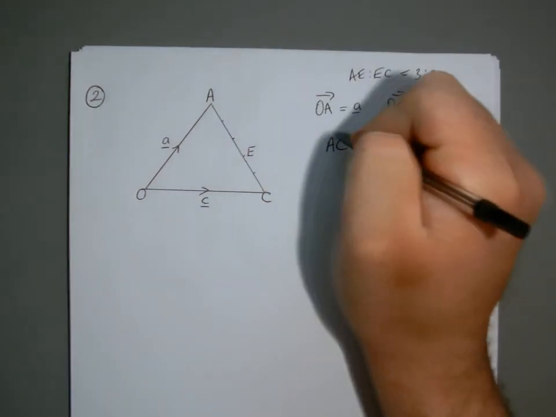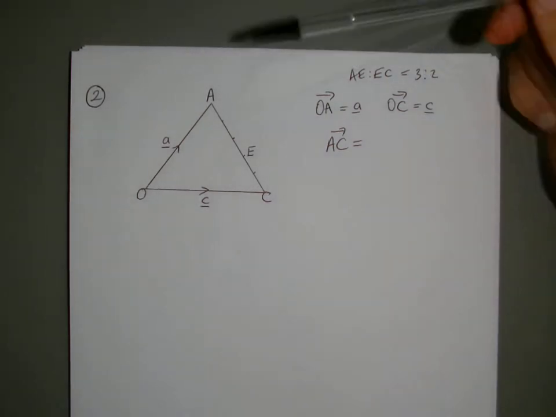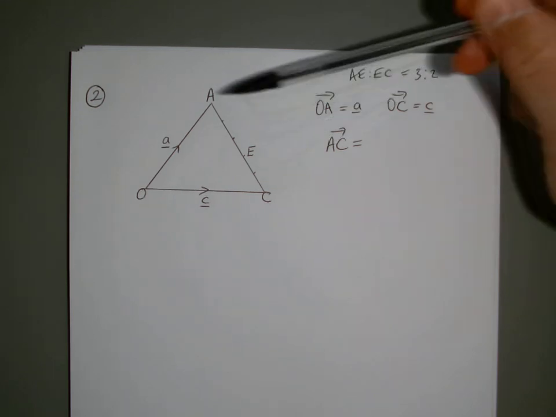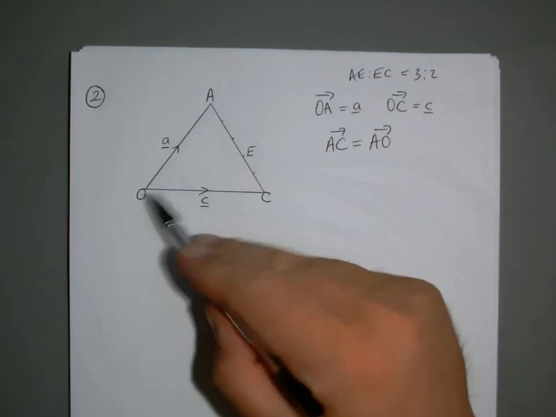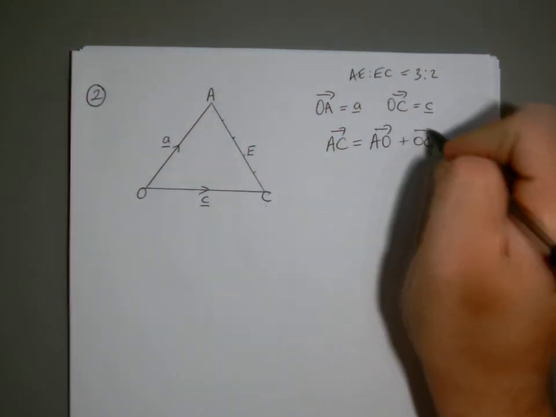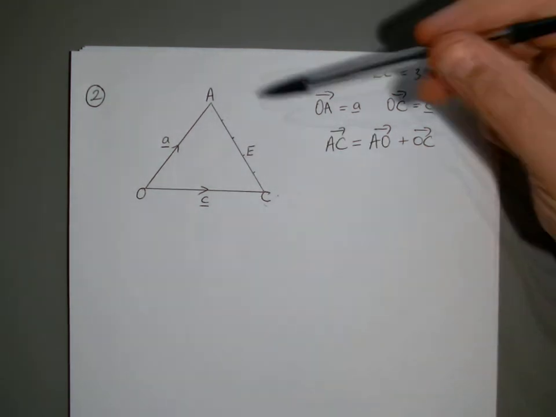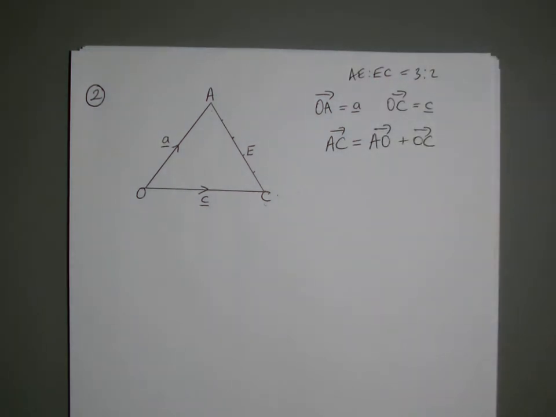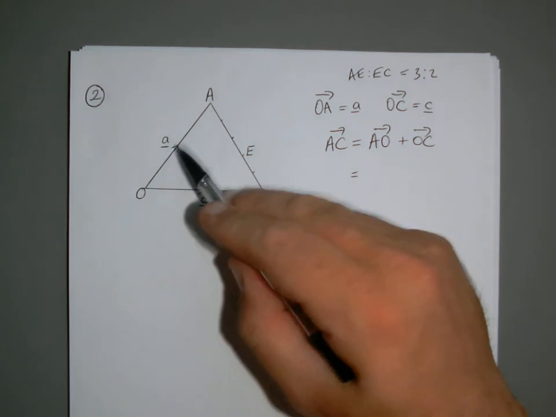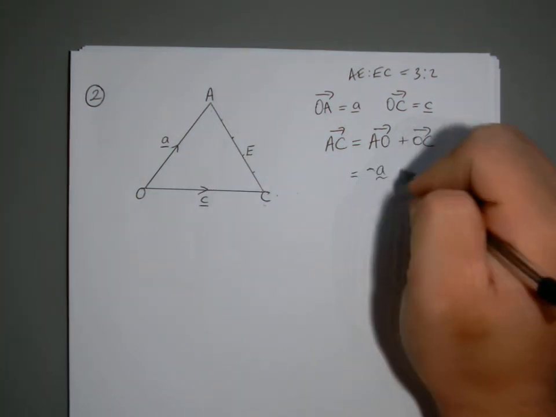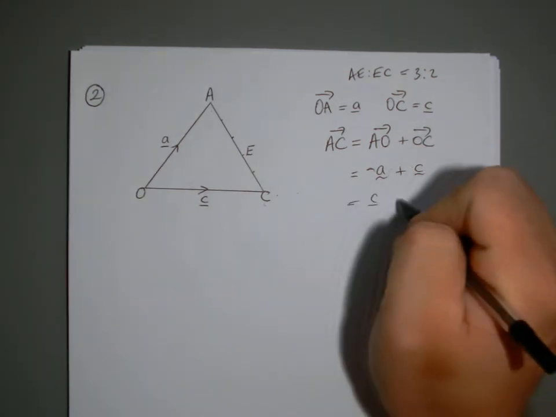So AC, and it's easy, isn't it? Because it goes back to the basic stuff we did at the beginning. A to C is the same as A to O plus O to C. So there's the equivalence there. From A to C, you can go A to O, O to C. This is the same displacement. You start at A, end at C. Now A to O is going that way, so it's the reverse of this vector, so that'll be minus a. And then O to C is along here, so that'll be positive c. So you end up with c minus a.